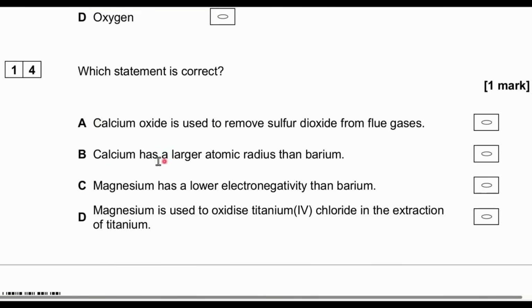Okay, question 14. Which statement is correct? Calcium oxide is used to remove sulfur dioxide from flue gases. Calcium has a larger atomic radius than barium. Magnesium has a lower electronegativity than barium. Magnesium is used to oxidize titanium 4 chloride in the extraction of titanium.